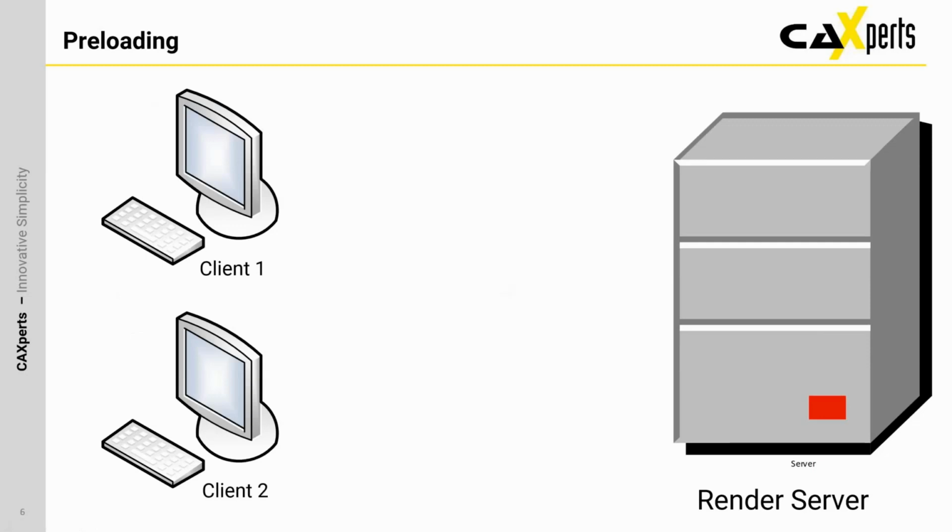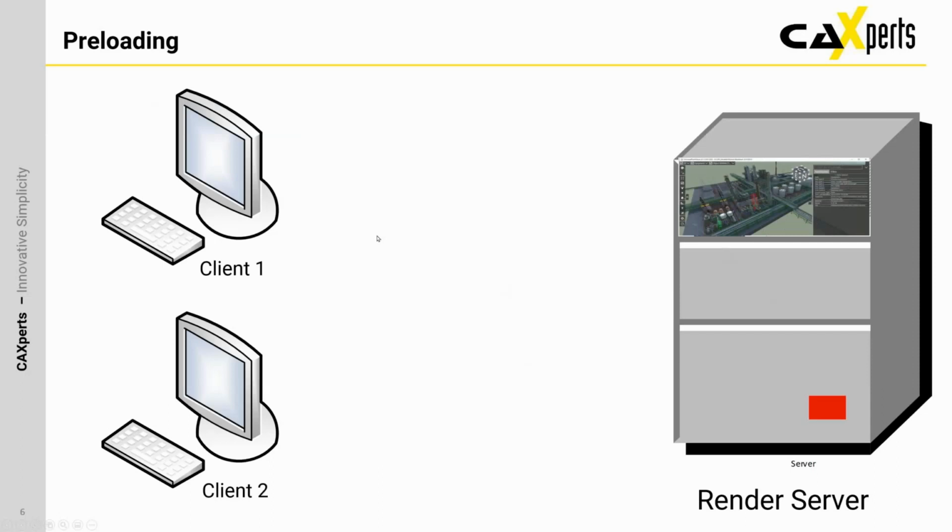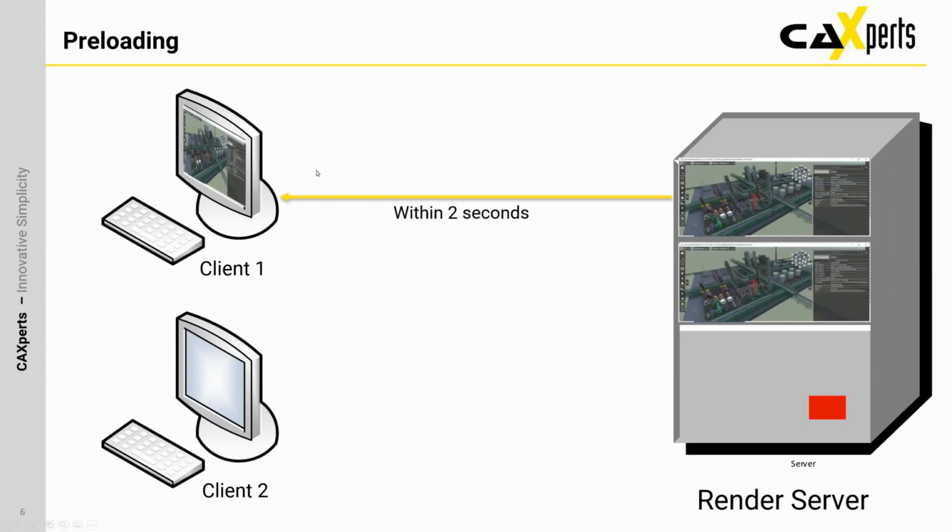Okay, let's talk about the preloading feature. What does preloading mean? So at any time, we can configure the render server so that a model already opens up and waits for a client to connect. If now a client comes in, within 2 seconds, he has access to the model, regardless how big the model is. And immediately after the first client connects, if there is a free slot available, the model starts up again to wait for the next client.